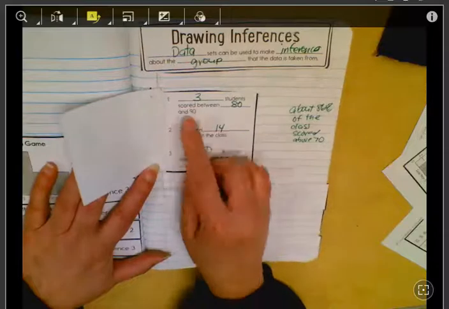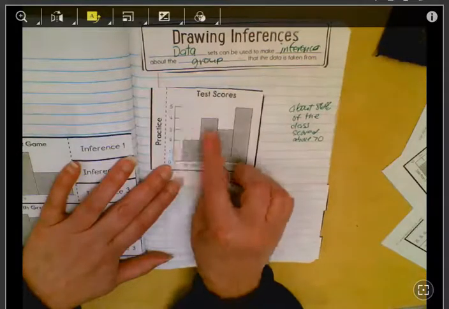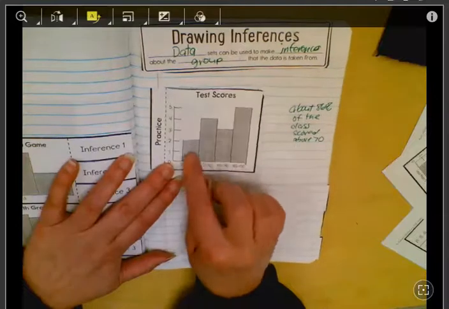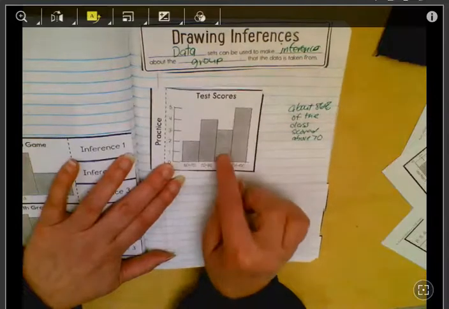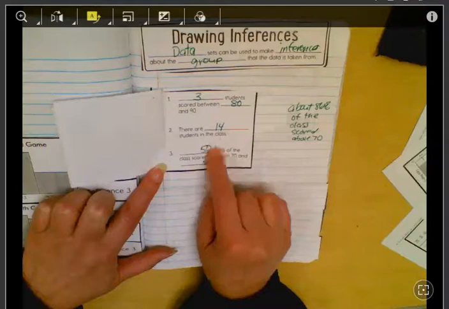So number 1, the inference is 3 students scored between 80 and 90. So that's one thing you can say right off the bat. There are 14 students in the class because you can add 2 and 4 is 6, 9, and 5 is 14. So that's what I can get from the data also.